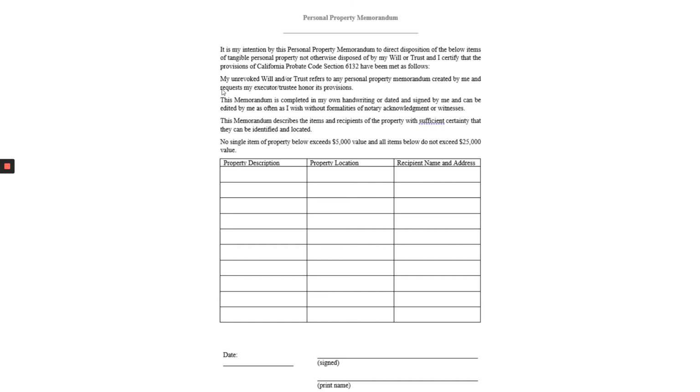The second thing is it needs to be written. It needs to be handwriting or printed like this, dated and signed. You don't need formalities of notaries and witnesses, but it's got to be in writing. The property obviously has to be described well enough that we can locate it and give it to the recipient. And probably the biggest thing here is that no single item of property really should exceed $5,000 in value, and collectively it should not exceed $25,000. If it does, then we can't use a personal property memorandum for that.